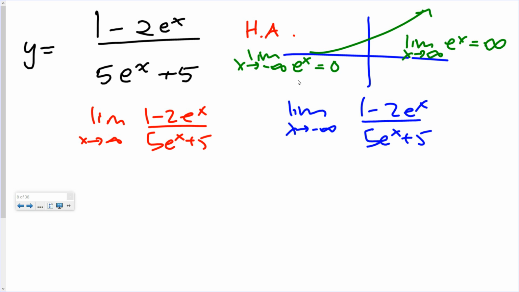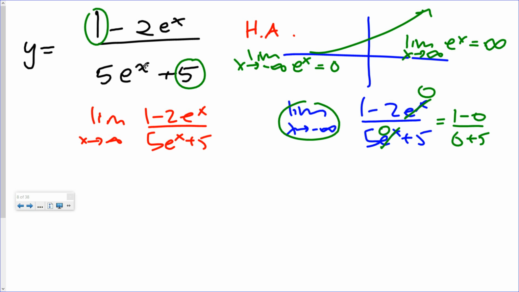It's the y value. So guys, when you have the limit going to negative infinity, the e to the x's go to 0. So this becomes 1 minus 0 over 0 plus 5. And that's where you get the 1/5. Really, just pull it out of this picture.